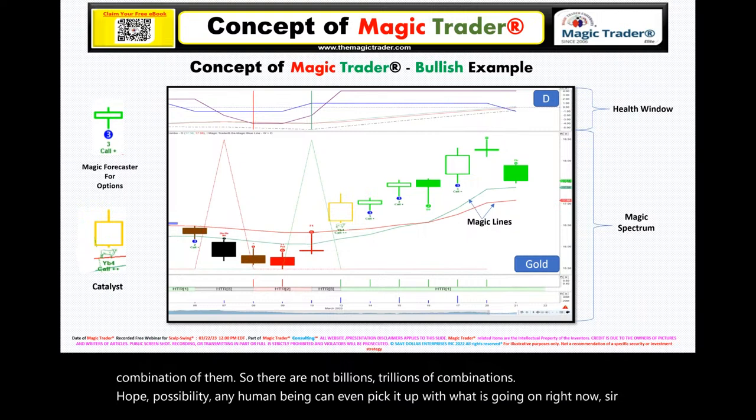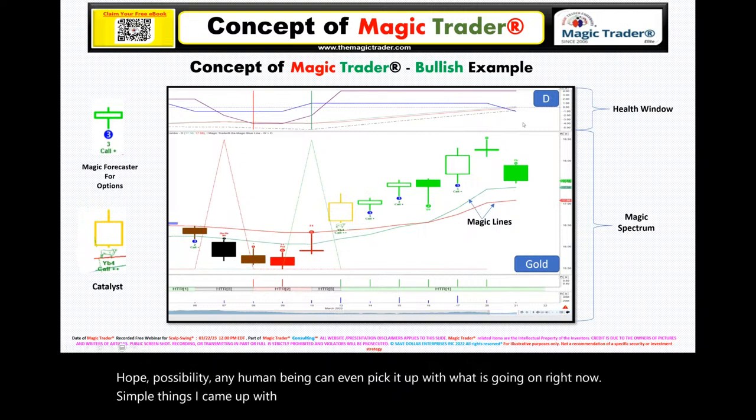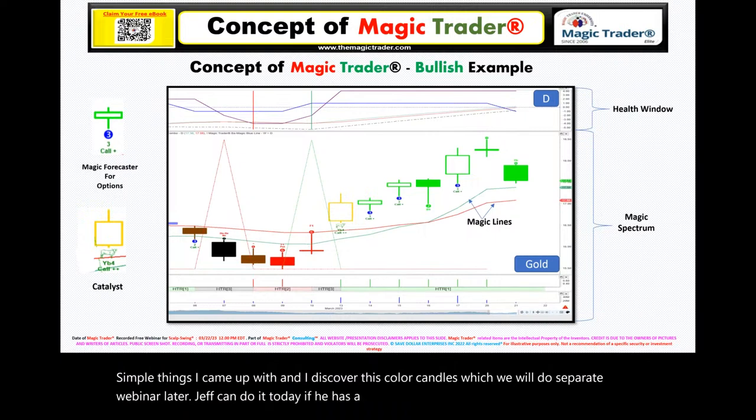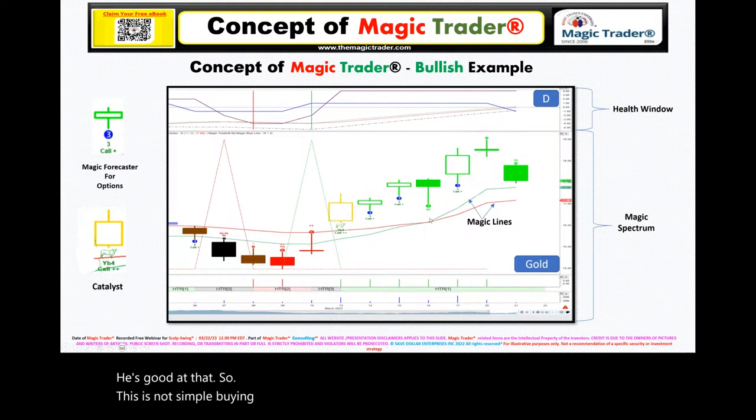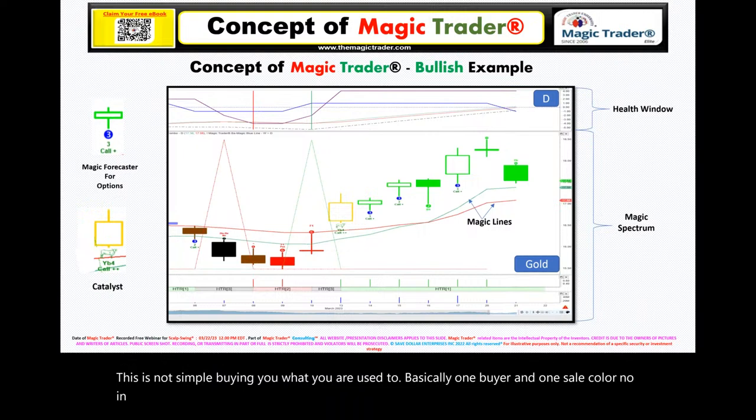Simple things I came up with, and I discovered these color candles, which we will cover in a separate webinar later, or Jeff can do it today if he has the time. He will explain these different colors to you. He's good at that. So this is not simple buying what you are used to. Basically, one buy and one sell color. No, in reality, I figured out and we got the pattern that trading doesn't work that way.